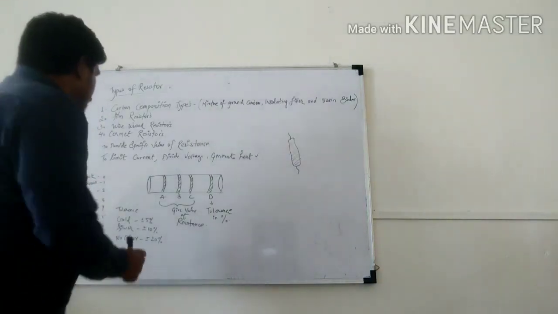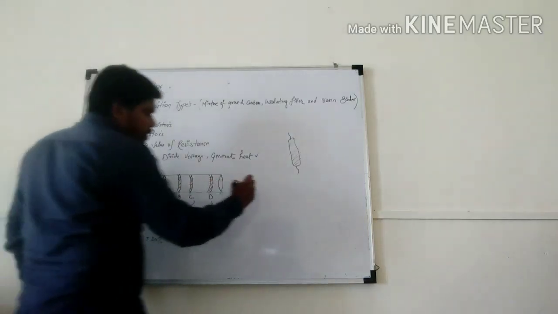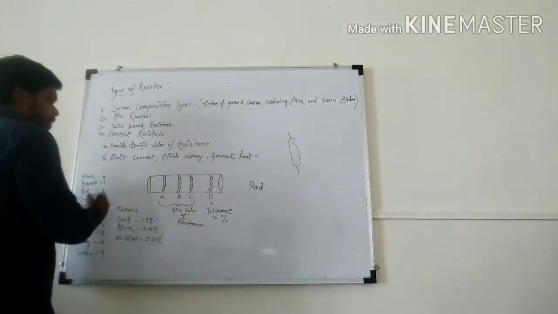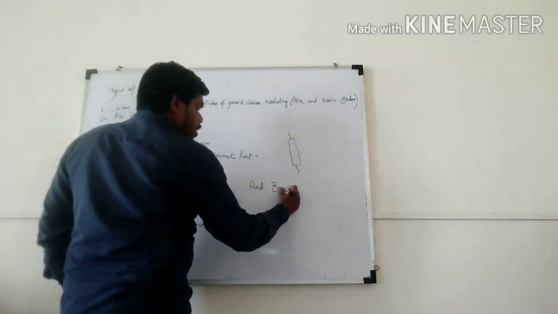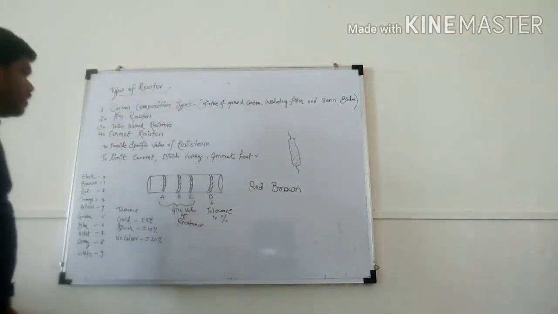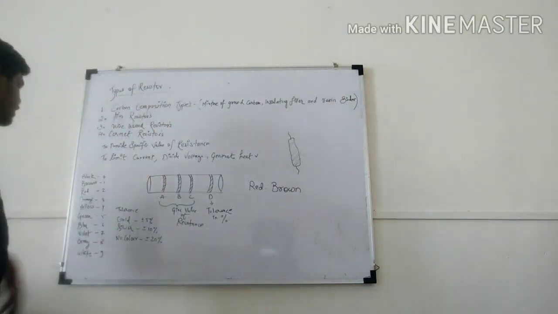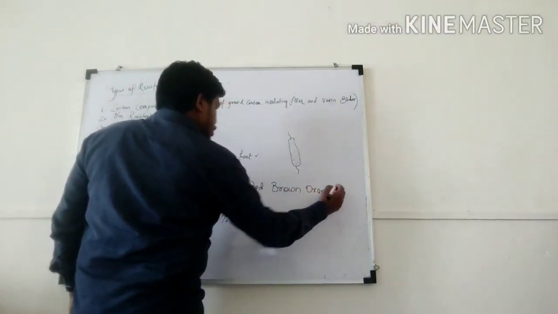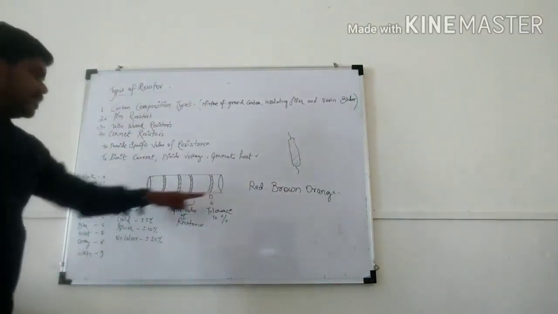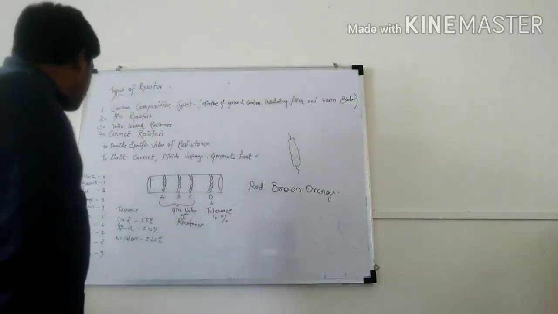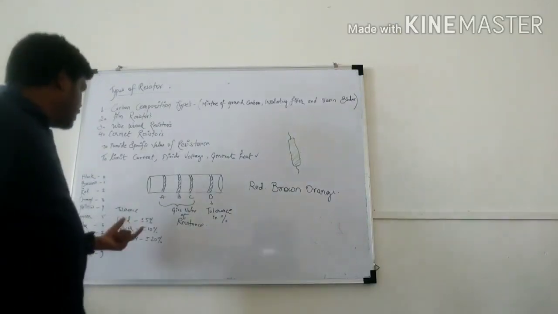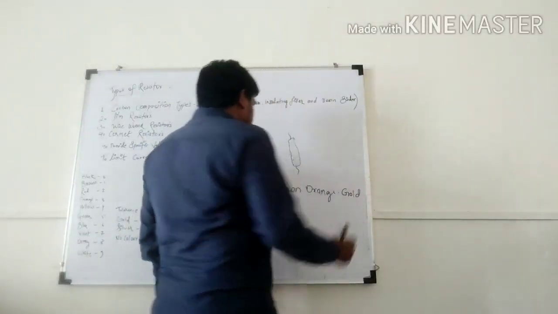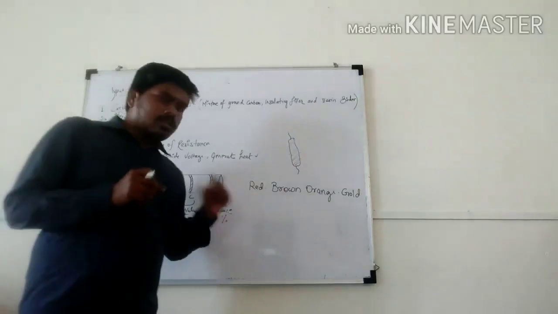Let's suppose I am taking the color red, then we have a brown color, and the third one, let's suppose, is an orange color. And my D, you can take it as gold. So you can see these kinds of colors on a particular resistor.